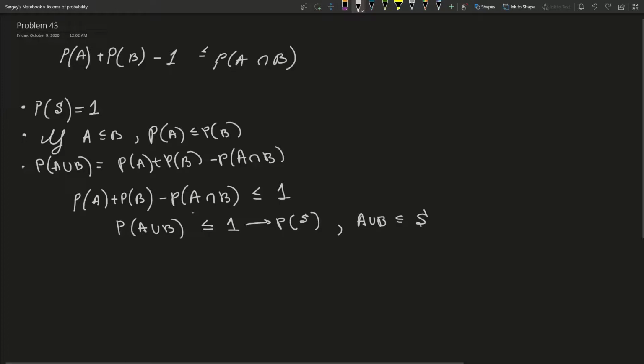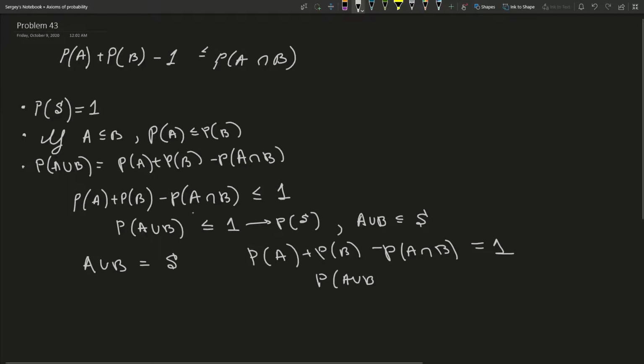Now the inequality becomes a strict equality when A union B is our sample space. In this scenario, the probability of A plus probability of B minus probability of the intersection is going to be equal to 1, because again, this left-hand side is the probability of A union B, and if we assume that A union B is our sample space, then its probability is going to be equal to 1 by the axiom of probability.